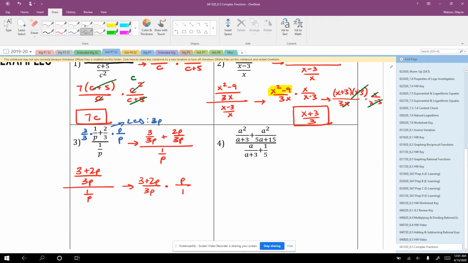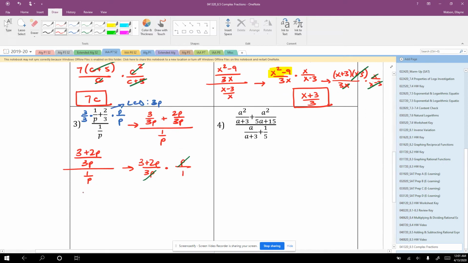All right, cancel out common factors. All we can cancel out is a p and a p. What does that leave us with? On top, we have a 3 plus 2p. On bottom, we have a 3. And that's your final answer. So hopefully you were able to work through that one.